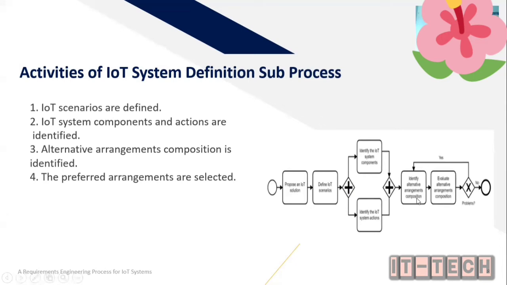An IoT interaction arrangement represents the interaction flow among devices and other components. Then, if it is facing any problems, then it goes to identify alternative arrangement composition. And if it is not, then it goes to execution.